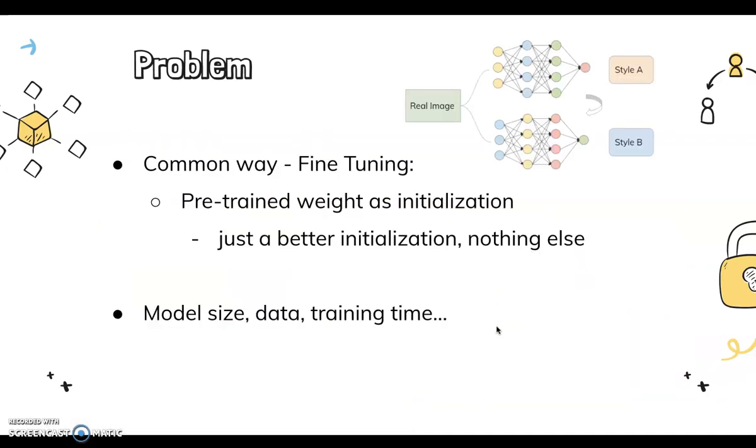It uses pre-trained weights as initialization and is trained on the new dataset. But it is just a better initialization, and does nothing else. Can we improve it by considering the model size, data, and training time?